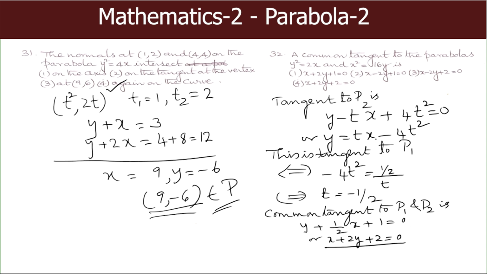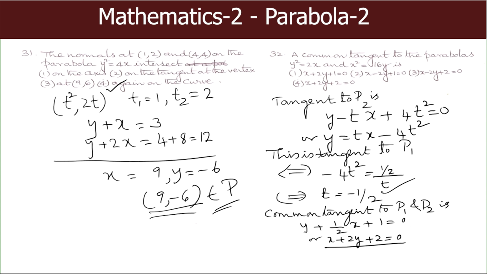This in the slope form is y equal to tx minus 4t square. And here m is t and c is minus 4t square. So, the condition for this to be a tangent to the parabola is c equal to a by m. So, minus 4t square equal to a by m, where for the parabola y square equal to 2x, 4a is 2. So, a is 2 by 4 or 1 by 2. m is the slope of the line, that is t. So, therefore, this is the same as t equal to minus half.